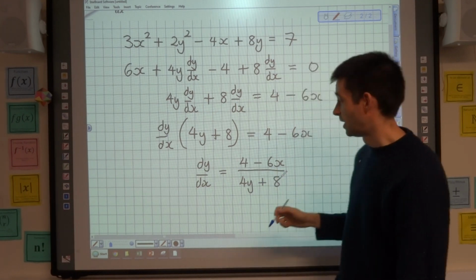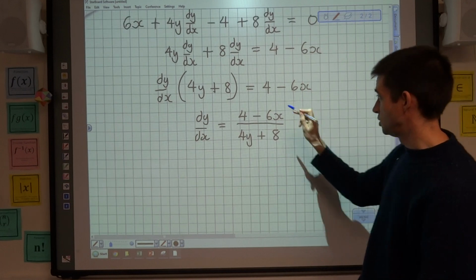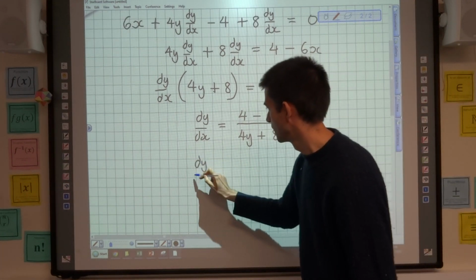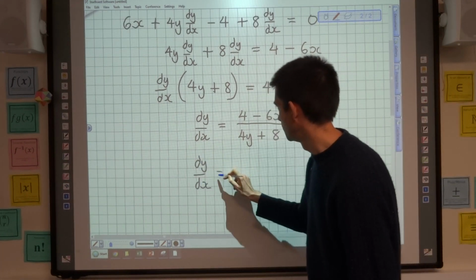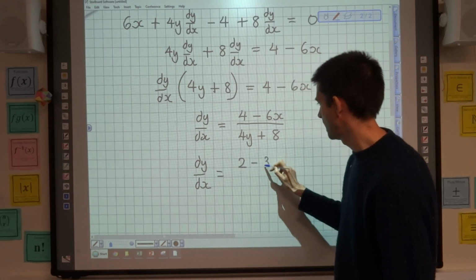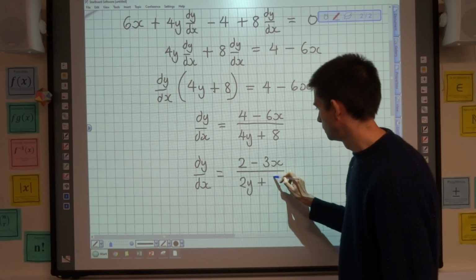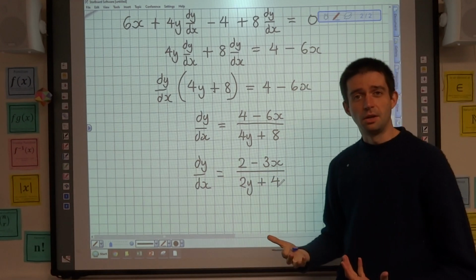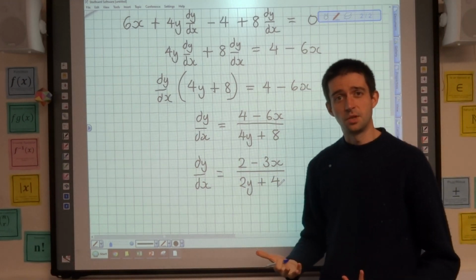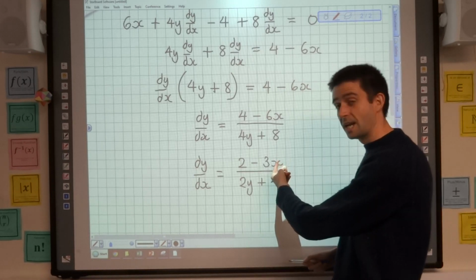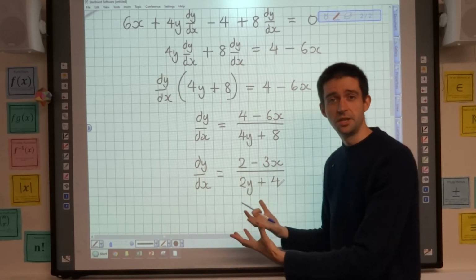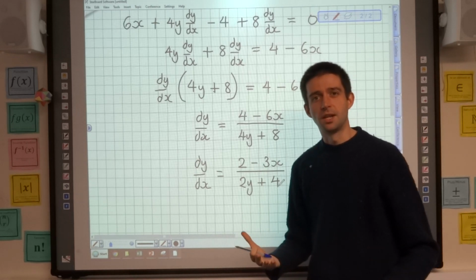And I could simplify that expression because each term has a common factor of 2. So dy/dx would equal 2 minus 3x all over 2y plus 4. And as I said earlier, if you wanted to evaluate the gradient at a specific point, you could substitute the x-coordinate and the y-coordinate into this expression, and that would find you the gradient at that point on the curve.